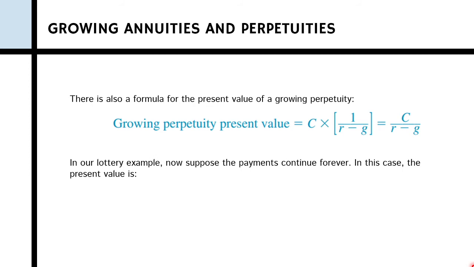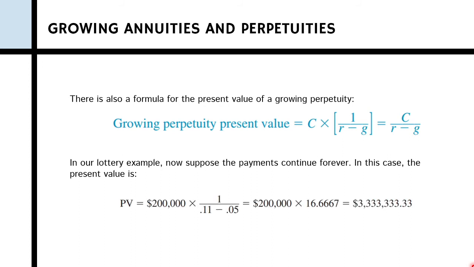In our lottery example, now suppose the payments continue forever. In this case, the present value PV is equal to $200,000 times 1 over 0.11 minus 0.05. So PV is equal to $200,000 times 16.6667, and we will get a total of $3,333,333.33. The notion of a growing perpetuity may seem a little odd because the payments get bigger every period forever.